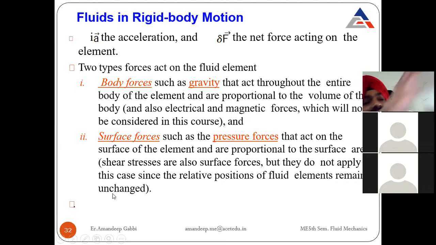As we consider that the whole of this liquid is assumed as a solid now. Once it has taken a particular shape and it is moving and it acts like a solid, there is no relative shearing of the layers one over the other. Then we consider this as a solid body and there is no shearing stress.